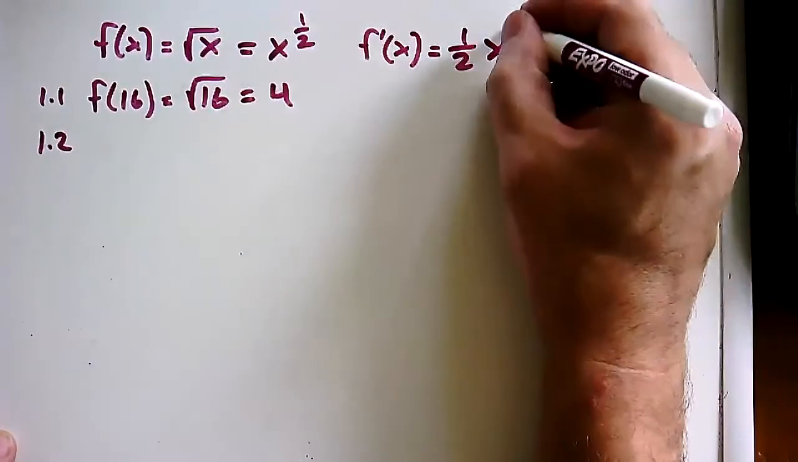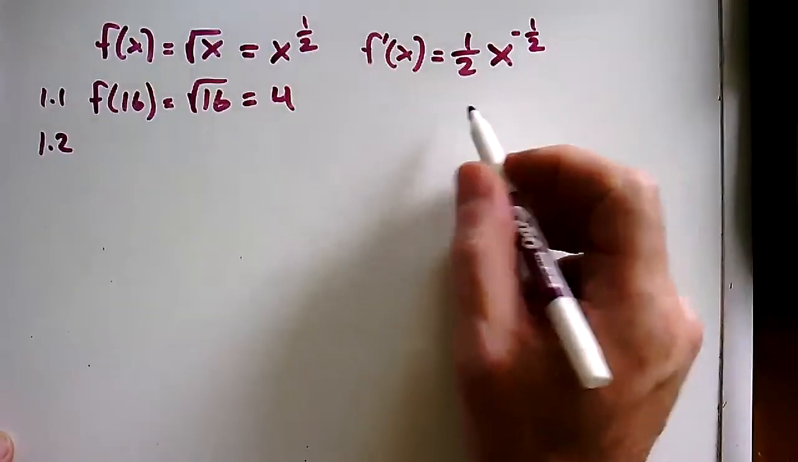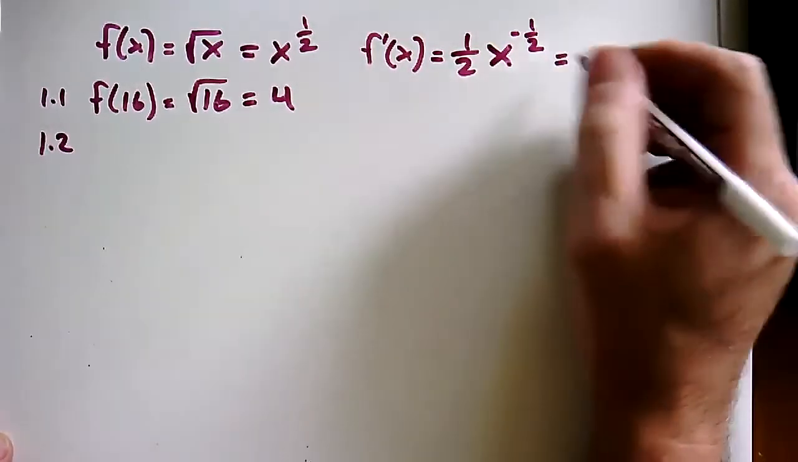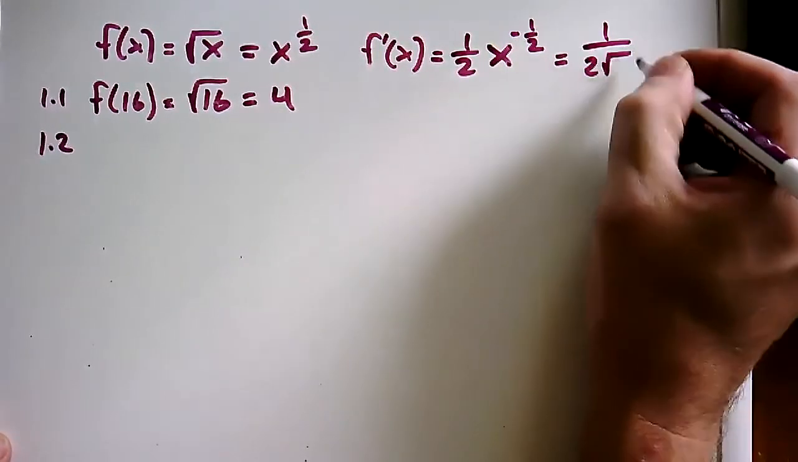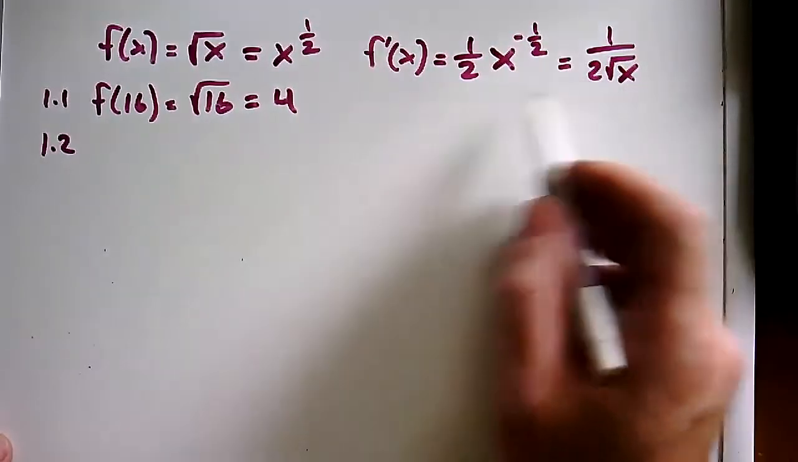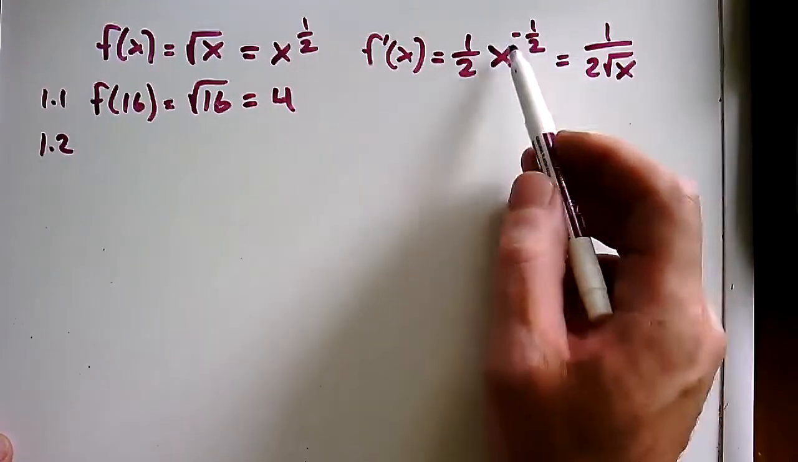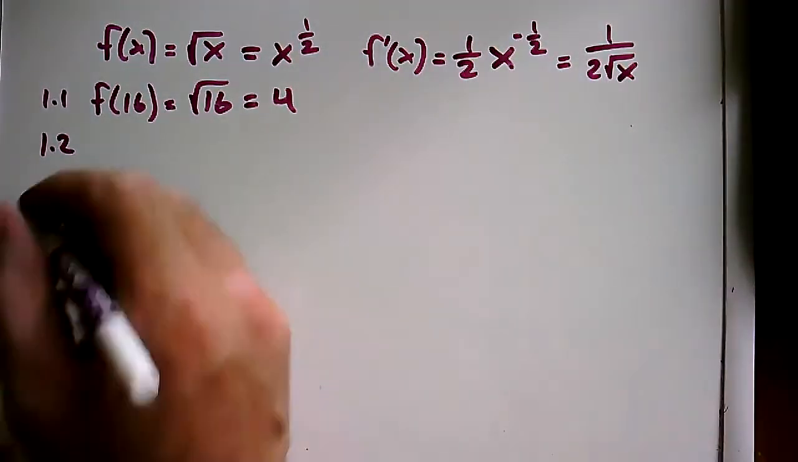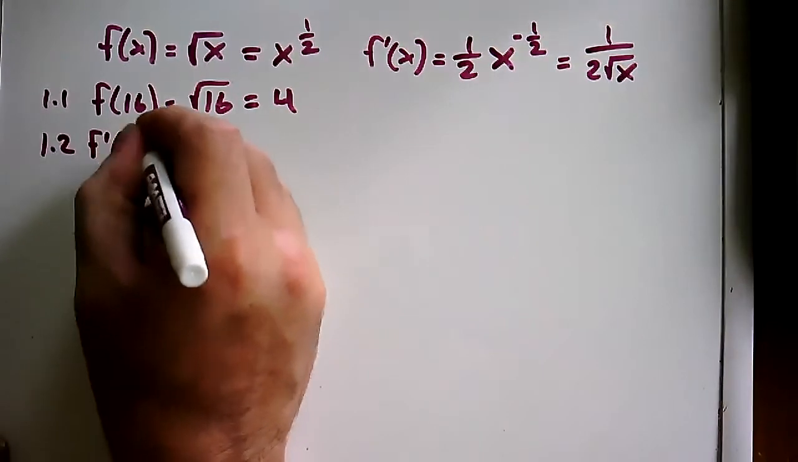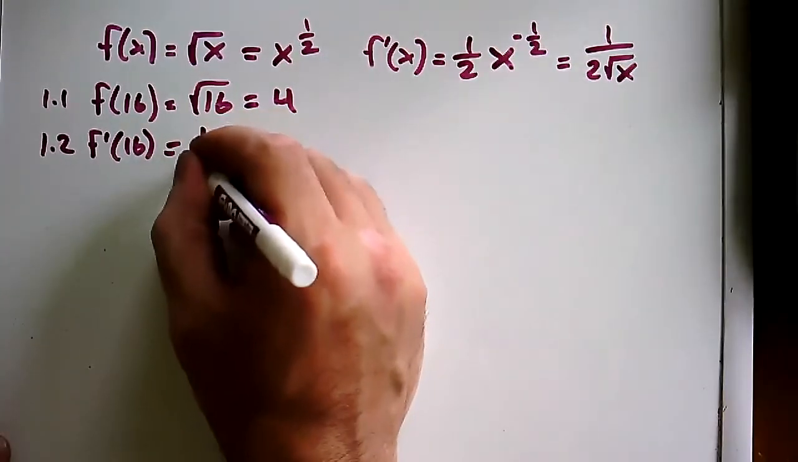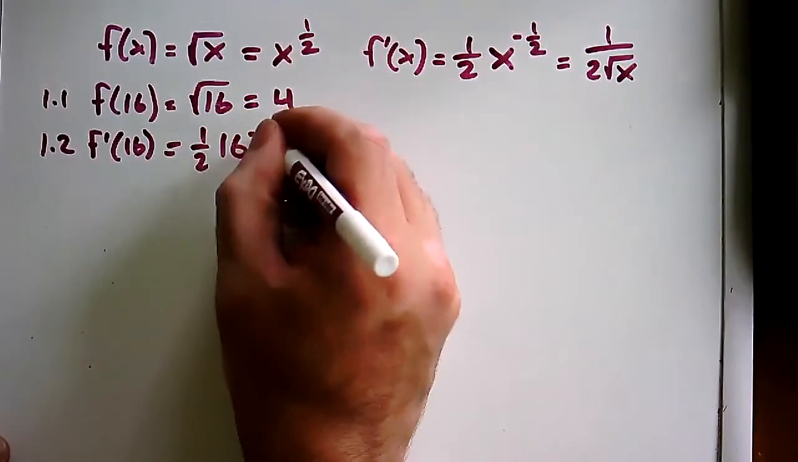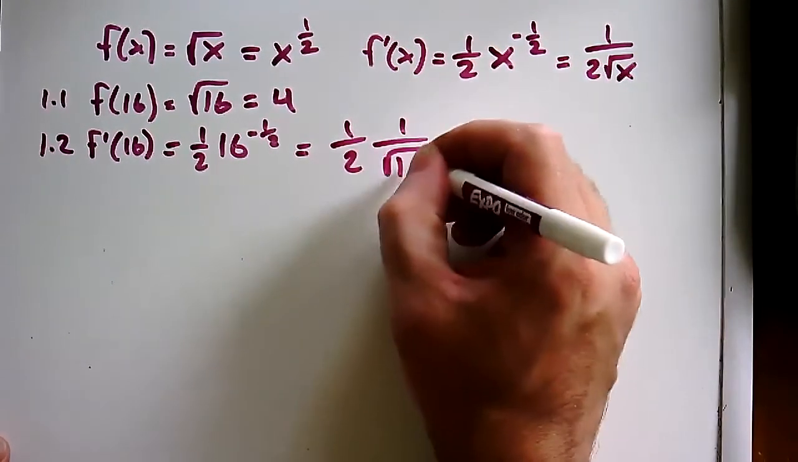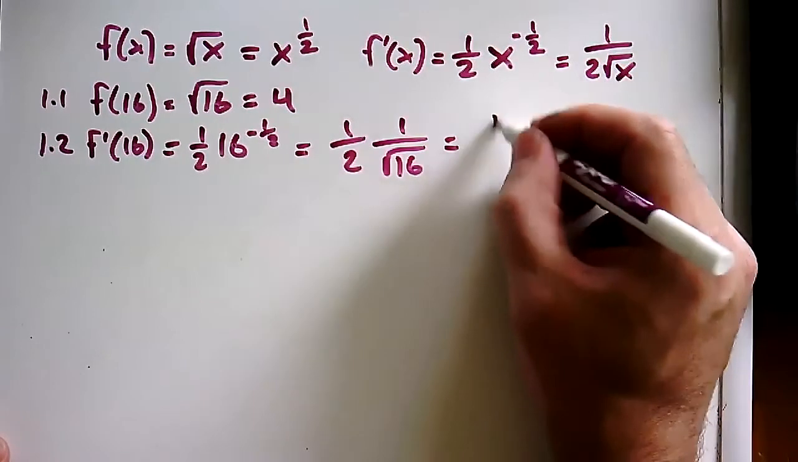1/2 minus 1 is negative 1/2. Another way of writing this, and don't feel like you have to do this, but especially if you look at problems online, you might see this written as 1 over 2 times the square root of x. These are the exact same expression. Remember, negative exponents just mean take the reciprocal. So take the reciprocal of square root x, multiply by 1/2, and we get 1 over 2 root x. And so f prime of 16 is 1/2 times 16 to the negative 1/2, or 1/2 times 1 over the square root of 16, or equivalently 1/8.